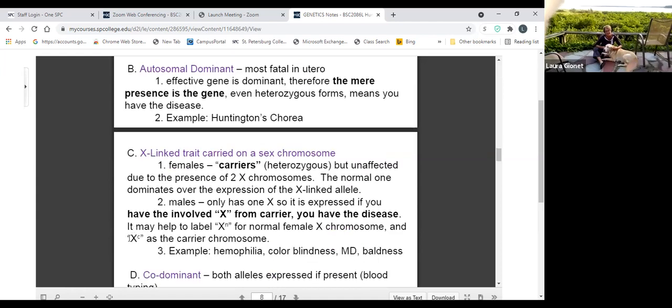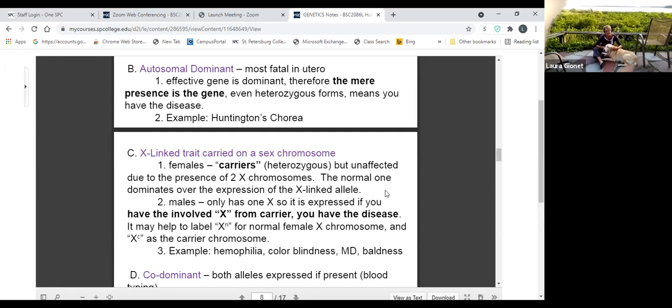Okay, X-linked traits that are carried on sex chromosomes. Generally, the females are the carriers. For her to be a carrier, she's going to be heterozygous. She's going to have one normal X, and one X is going to carry a particular trait. The normal one always dominates over the expression of the X-linked allele. So a female could have just two normal X's. She could have an X with an X carrying, let's say, color blindness, in which case the normal X dominates over color blindness. So genotypically she might be heterozygous, but phenotypically, the physical expression is she has normal vision. She doesn't have color blindness.